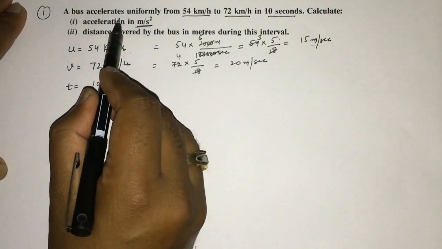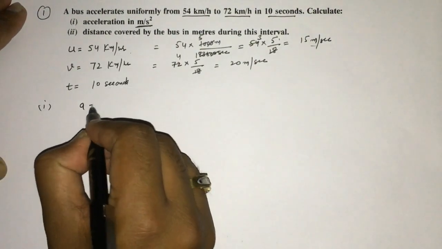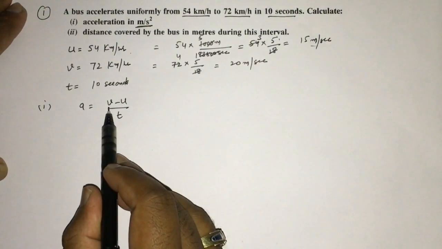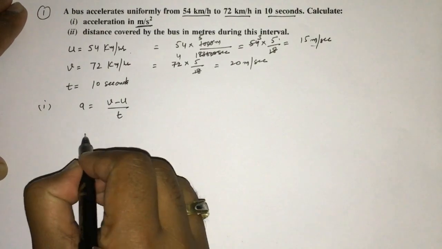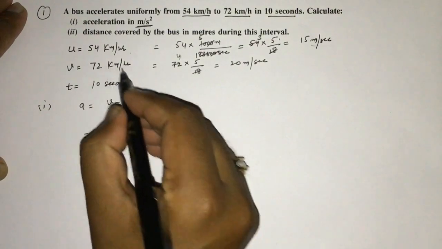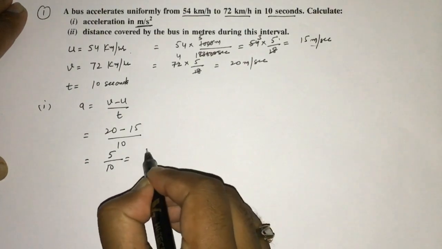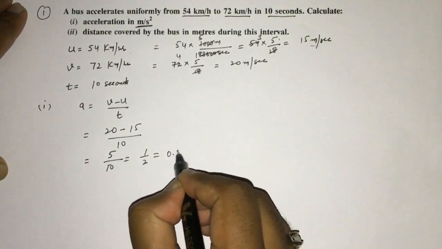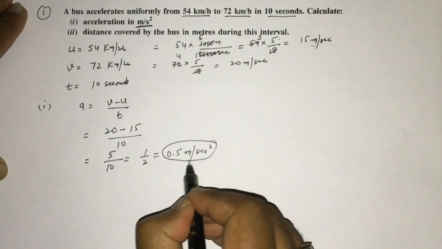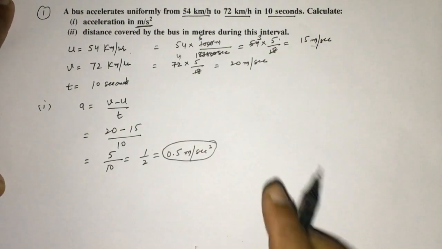Now we have to calculate the acceleration. The first part is acceleration. The formula of acceleration is v minus u upon t, means final velocity minus initial velocity upon time t. So the final velocity is 20, initial is 15, upon time 10 seconds, which is equal to 5 upon 10, means 1 upon 2, which is equal to 0.5 meter per second square. So meter per second square is the SI unit of acceleration. Clear?